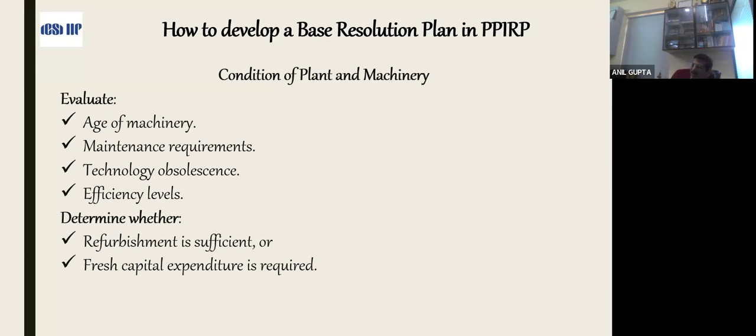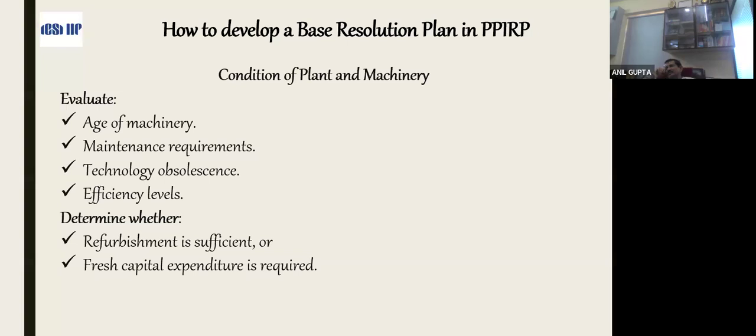Maintenance requirements. What is the present maintenance? How should the maintenance be improved for better functioning of the machinery? That also they will mention. Technology obsolescence. Whether the present machinery is okay or not. If the present machinery is not producing the products as decided by the company, and the technology increases the cost of production, then it will be a problem.